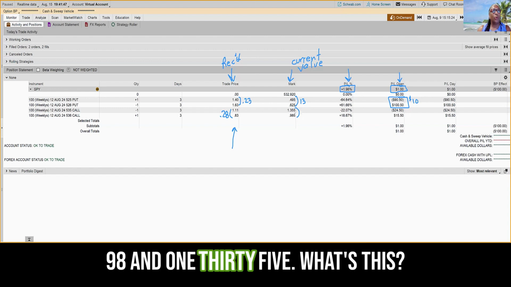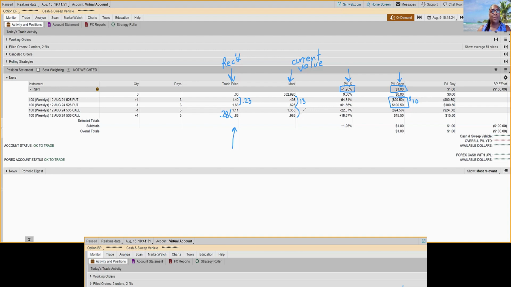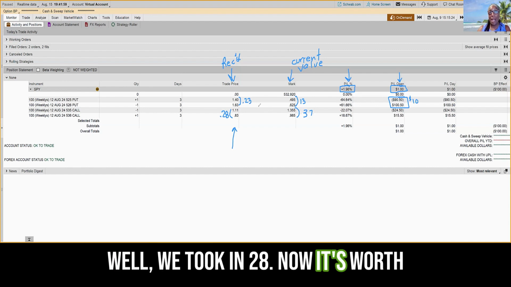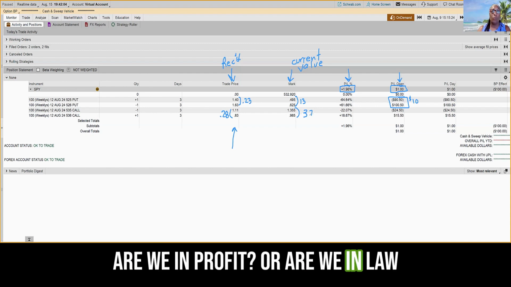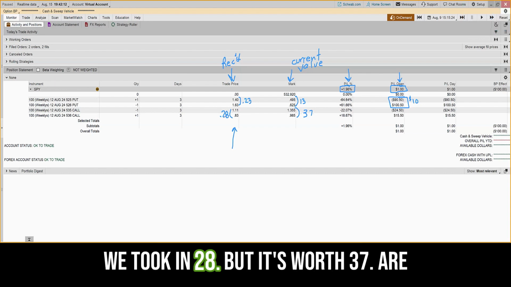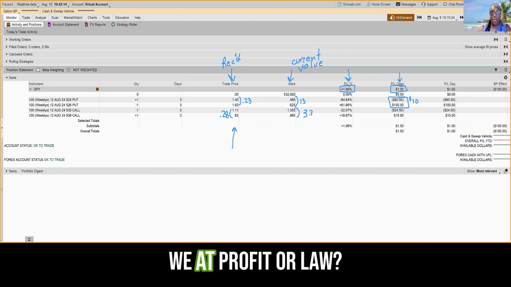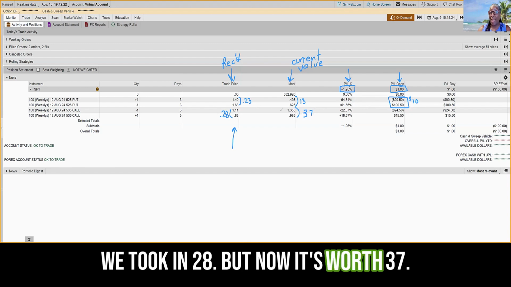98 and 135. What's this? 30, 37. The difference here is 37. Well, we took in 28. Now it's worth 37. Are we up or down? Are we in profit or are we at loss? Profit. We took in 28, but it's worth 37. Are we at profit or loss? Profit. Okay, we took in 28, but now it's worth 37.